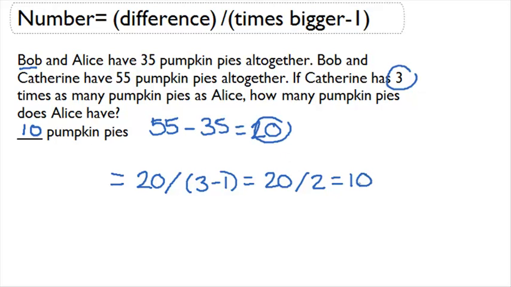That makes sense because if Alice has 10 pumpkin pies, and then we add the number more pies that Catherine has, which was 20, that would mean that Catherine has 30 pies, which is 3 times as big as Alice's 10 pies.